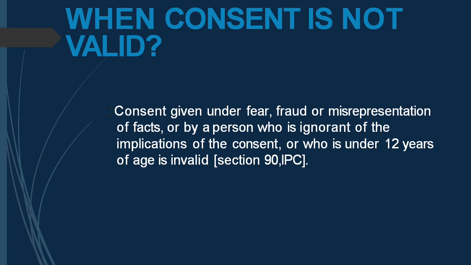So when is consent not valid? If a person is giving consent under fear, fraud, or misinterpretation of facts, or is ignorant of the implication, or is under 12 years, all of this becomes invalid. That includes consent obtained by fear or by misinterpreting the real facts, and from a person who is very ignorant about the outcome and implication of the consent, like a mad person or a very rebellious person who is mentally not conscious, not sound, or anyone under 12 years. All these consents will not be valid.